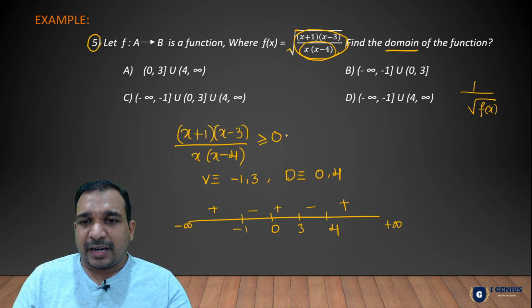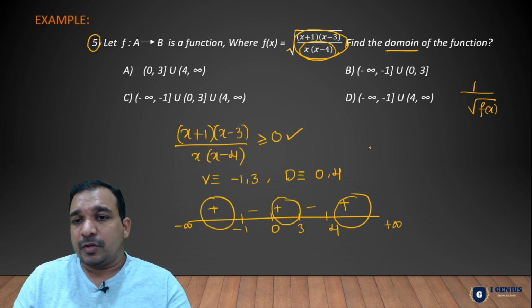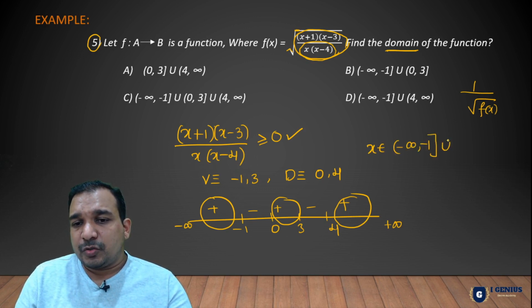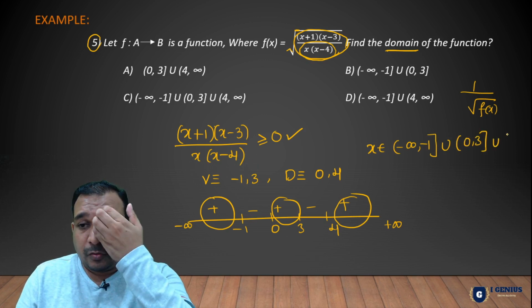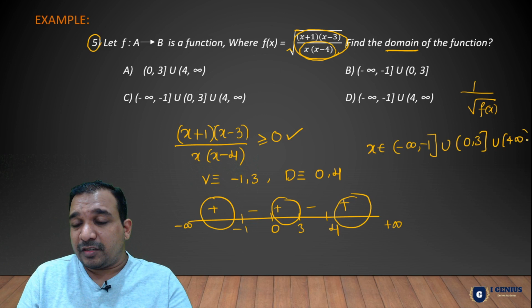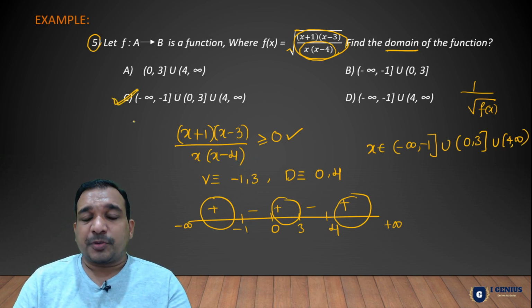Right, guys. So here, greater than or equal to 0 means we need the positive regions. Greater than means positive. Here this is positive, here this is positive. So x belongs to what, guys? Minus infinity to minus 1 closed, union, open 0 to closed 3, union, open 4 to infinity. That's it. Where is it, guys? Yes, it is in the third option, C.